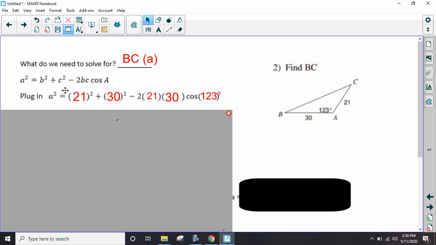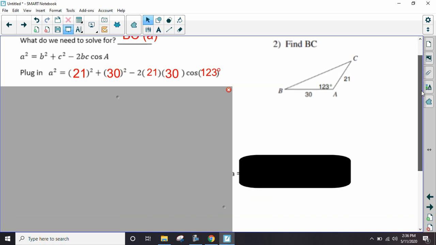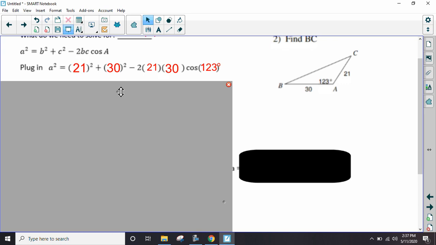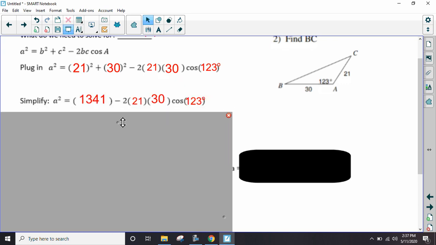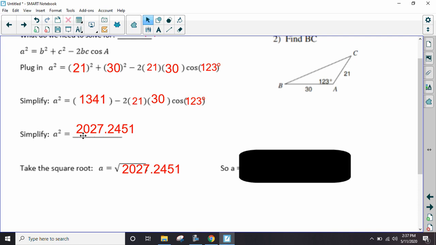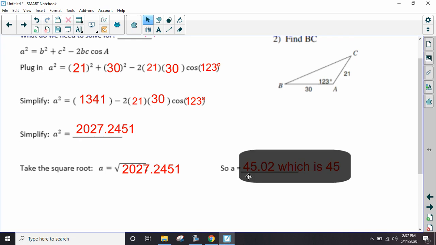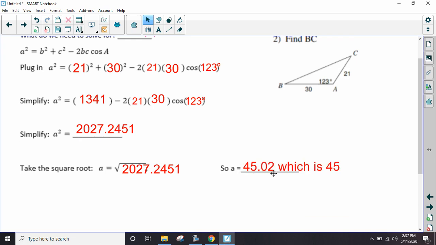We plug in, just like we did before. The process is the same. The only thing that changes is the numbers. Again, I would do 21 squared plus 30 squared, and we get this. Then I would subtract and put all this in your calculator, and we get 2027.2451. We take the square root of that, and that becomes 45.02. That 2 won't round that 0 up, so it'd be 45 or 45.0. No big deal, pretty straightforward.